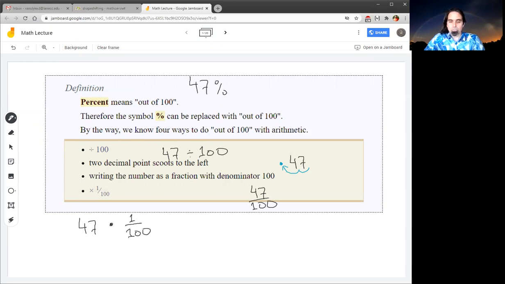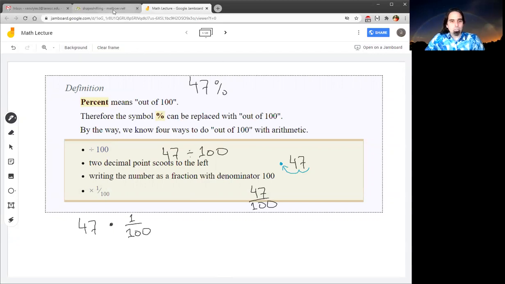So we spend a bunch of time in Math 20 dealing with percents, and the goal is to figure out which of these four tools is the most efficient one to use in any situation. Sometimes it's one of them, sometimes it's another one of them. All good so far?